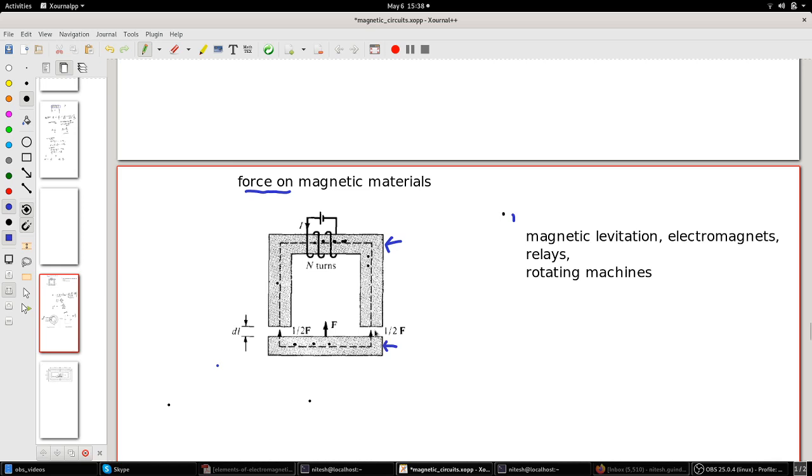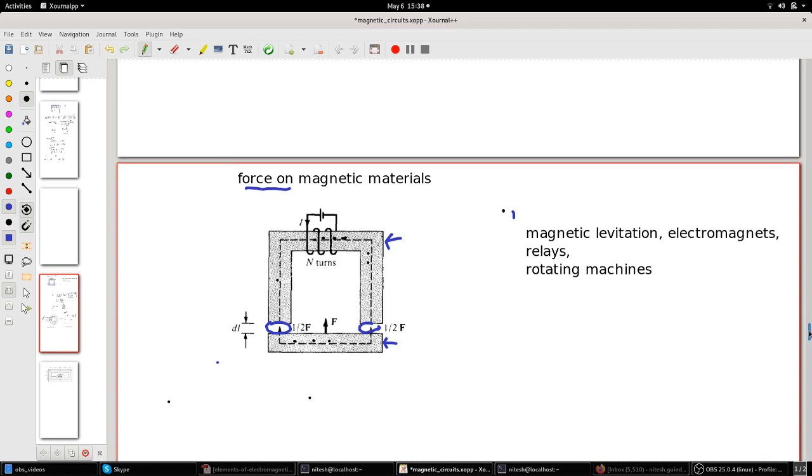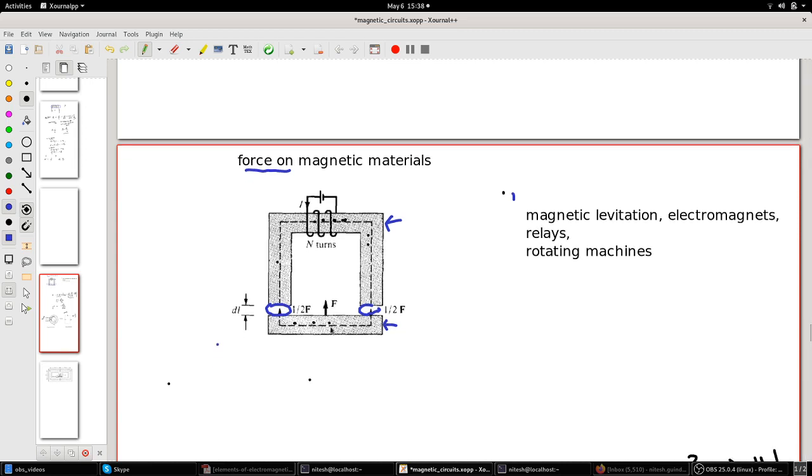How much of a force will be needed to pull this particular object will be dependent on the fact that there are two air gaps here, right? So it will be dependent on how much energy is stored in this particular air gap. You'll have to overcome that energy to either pull this object or go towards this object. So that energy in the gap we'll have to find out, and that energy will have to be converted into force.